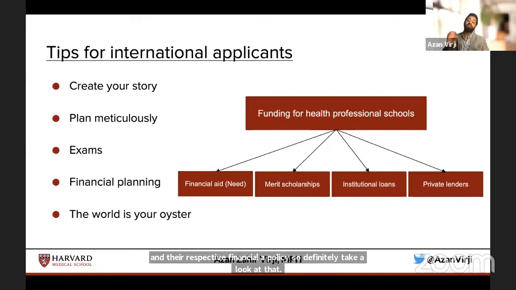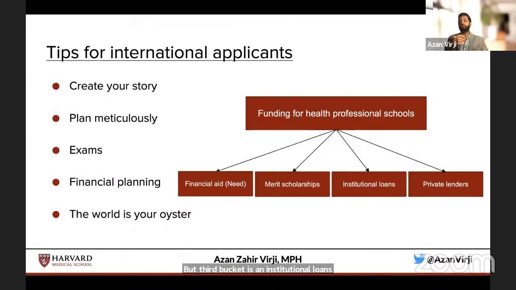The third bucket is an institutional loan. This is where the medical school will say, we're not going to give you money for free to attend, but here's a loan that you can take out from the medical school, and we are giving it to you, so you don't need to get a US cosigner, and it has a really good interest rate because we trust you. You're here at the medical school, you're going to graduate, and you're going to do great things, and then you'll pay us off whenever you have the money to pay us off.